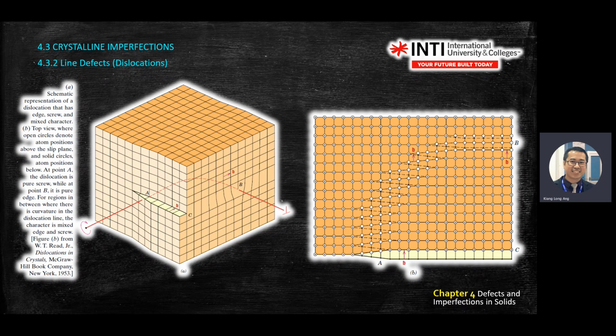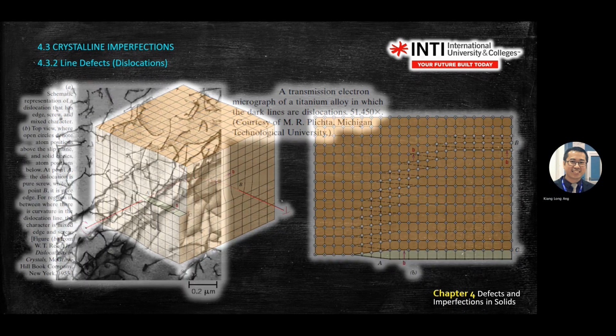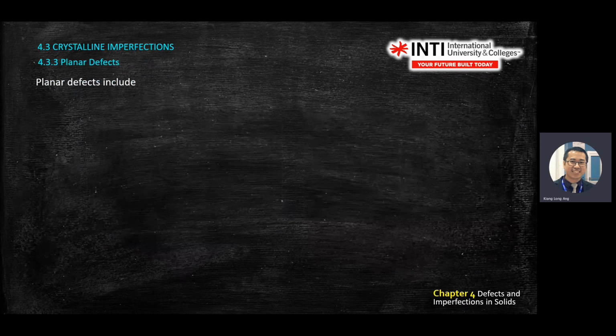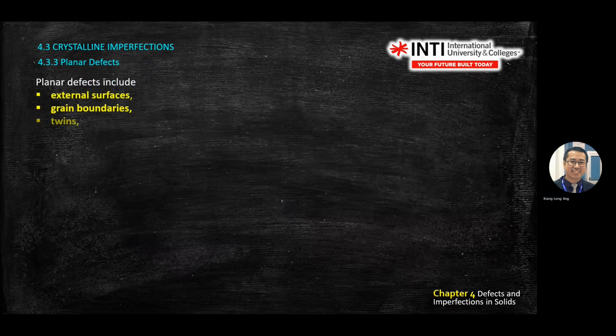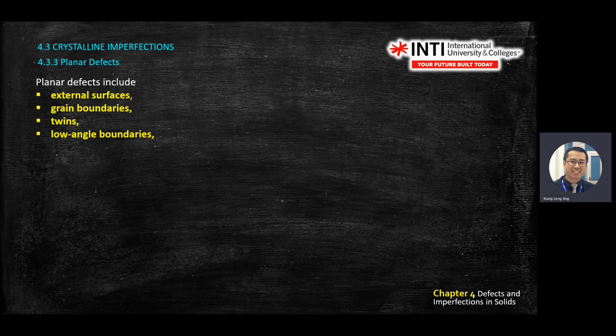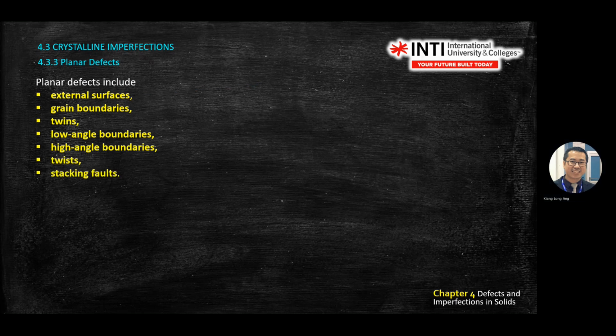Okay, just now we stopped at line defect. What about planar defect now? Planar defect happens like on a sheet of paper, on a plane, right? So you have a few types of planar defect: external surfaces, grain boundaries, twins, low angle boundaries, high angle boundaries, and so on. There are lots of types of planar defect here. 1, 2, 3, 4, 5, 6, 7. There are 7 types of that one.